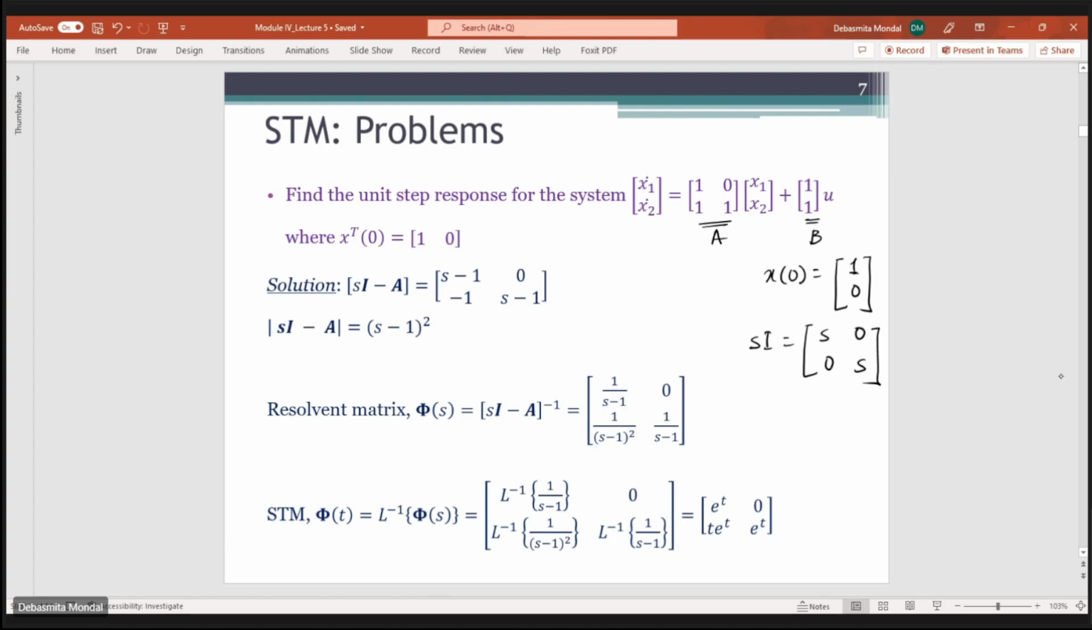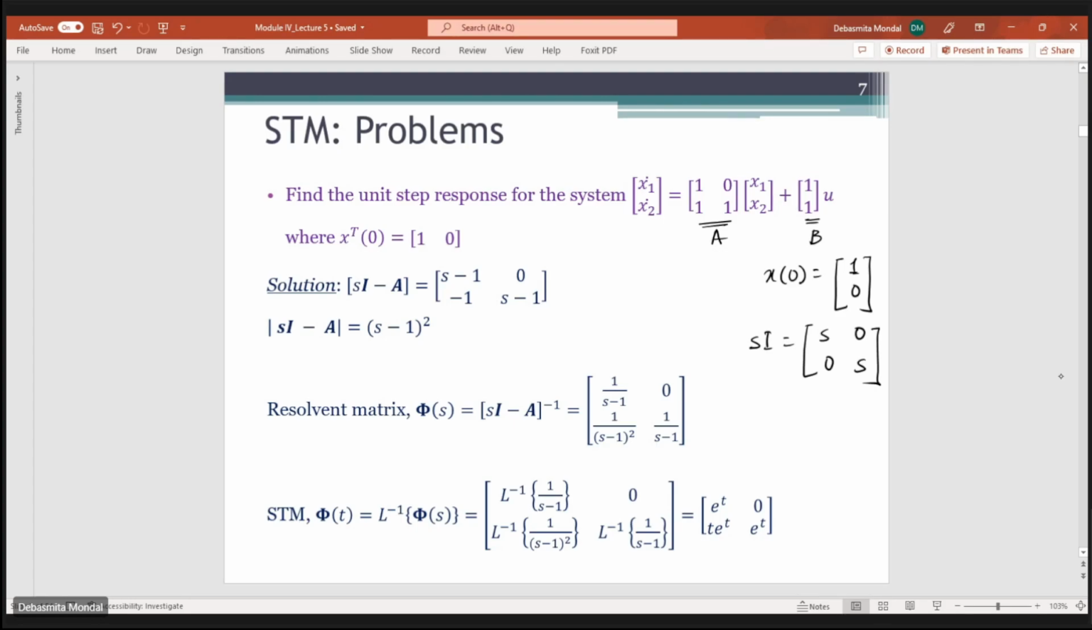Once you have computed the value of sI minus A, you can find the inverse matrix. So (sI minus A) inverse will be this matrix, and this is nothing but the resolvent matrix phi of s. If you know phi of s, you can find phi of t by simply taking the Laplace inverse of this matrix.